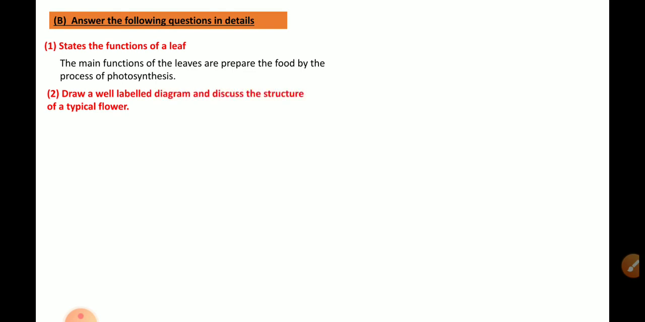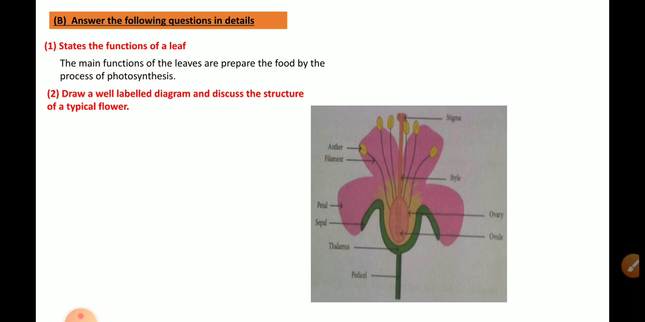Next, question number 2 is: draw a well labeled diagram and discuss the structure of a typical flower. So you have to first draw the picture or figure of a typical flower, then discuss the structure. So it is the diagram of the flower: stigma, anther, filament, style, petal, sepal, thalamus, pedicel, ovary, ovule. So these are the labeled parts of a flower.